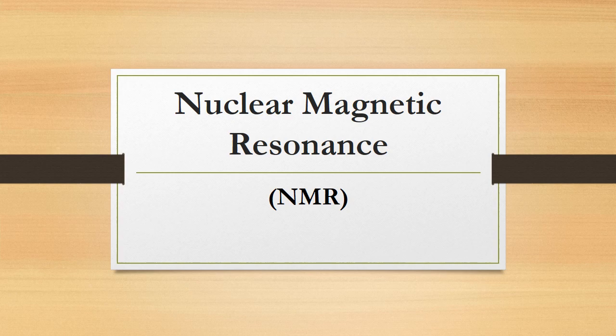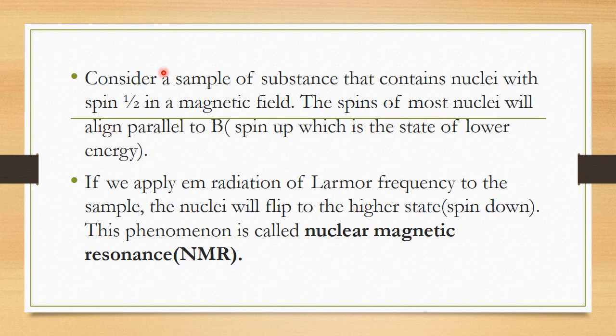Next is nuclear magnetic resonance, or NMR. So consider a sample of substance that contains nuclei with spin half in a magnetic field. So a substance which contains nuclei of spin half in a magnetic field B. Now the spins of most nuclei will align parallel to B.